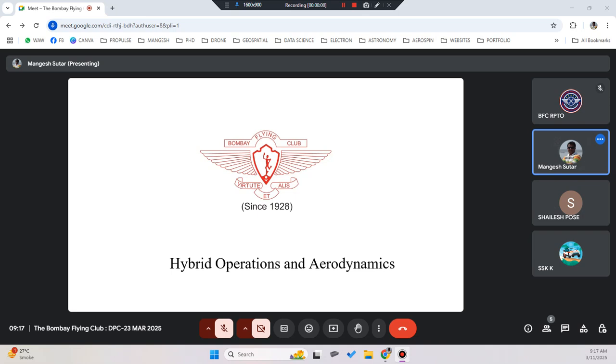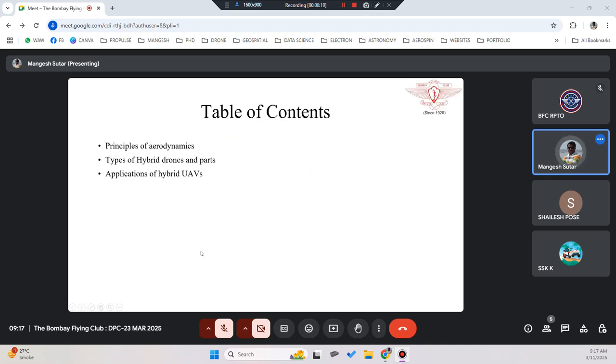Okay. So after completing the fixed wing and the rotorcraft, we are moving to the hybrid operations and aerodynamics. In this, we'll see how the hybrid drones, what are the principles of aerodynamics they follow, then types of hybrid drones and parts, and then application of hybrid UAVs, where the hybrid UAVs are used. Where we can utilize them for what kind of projects or what kind of applications.